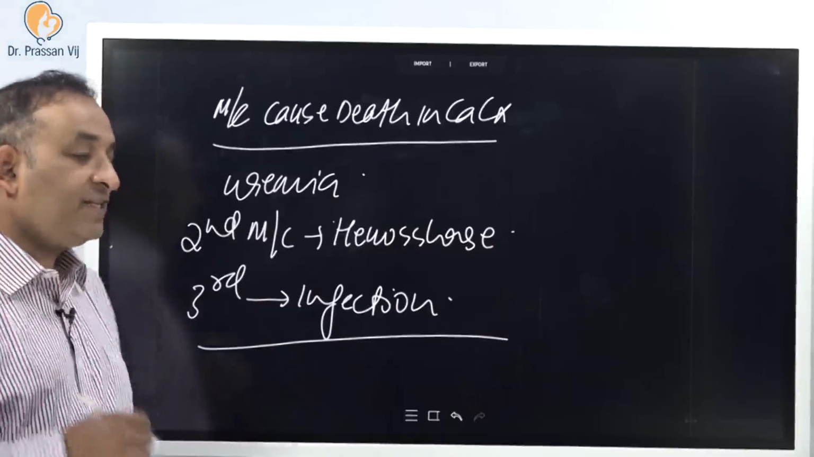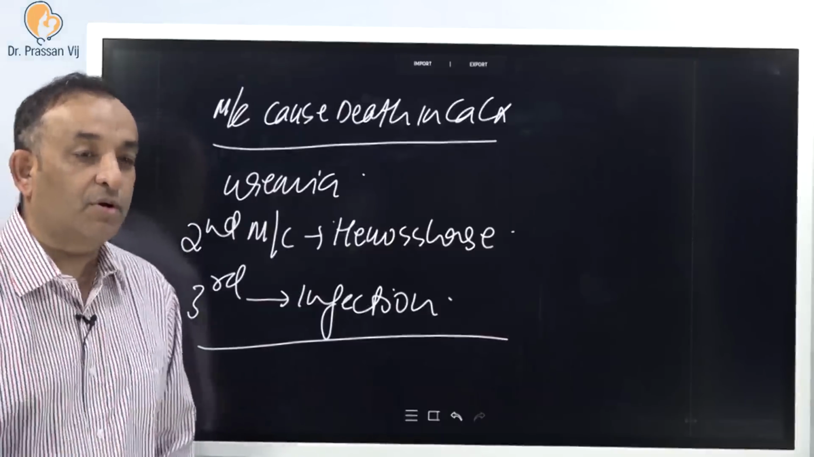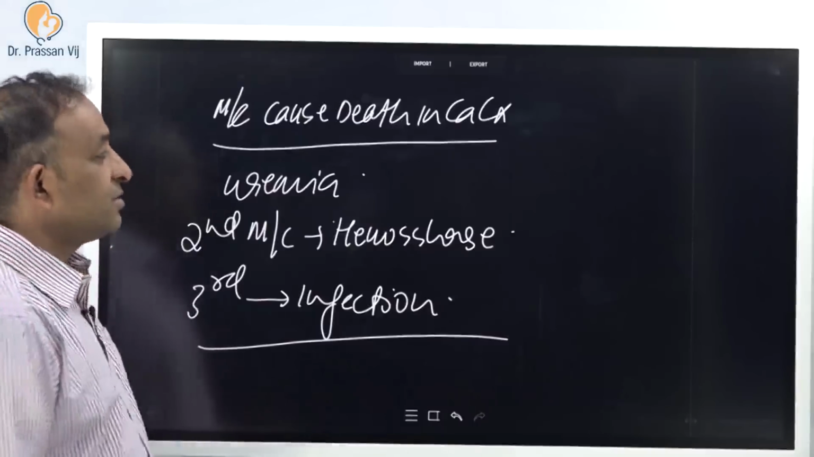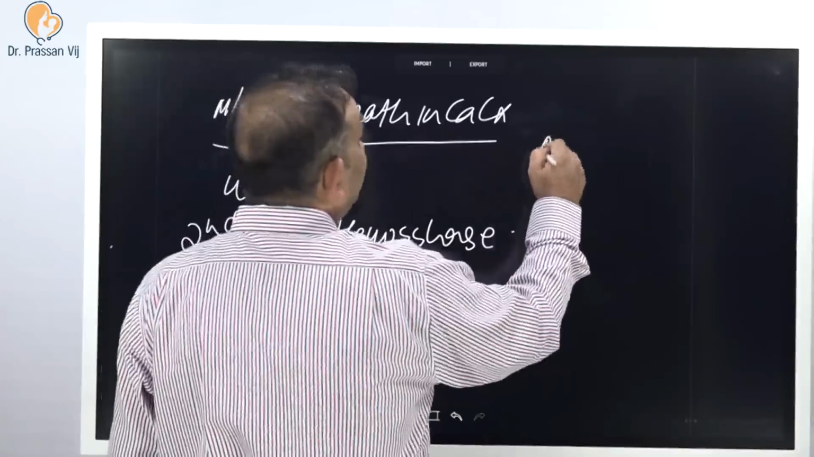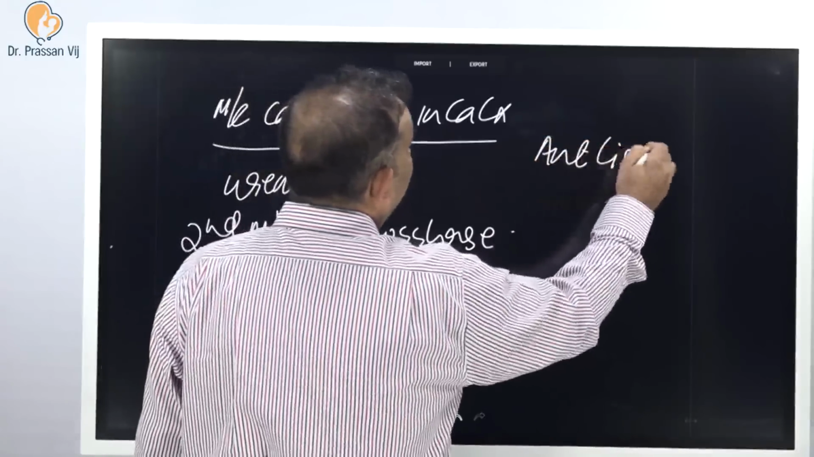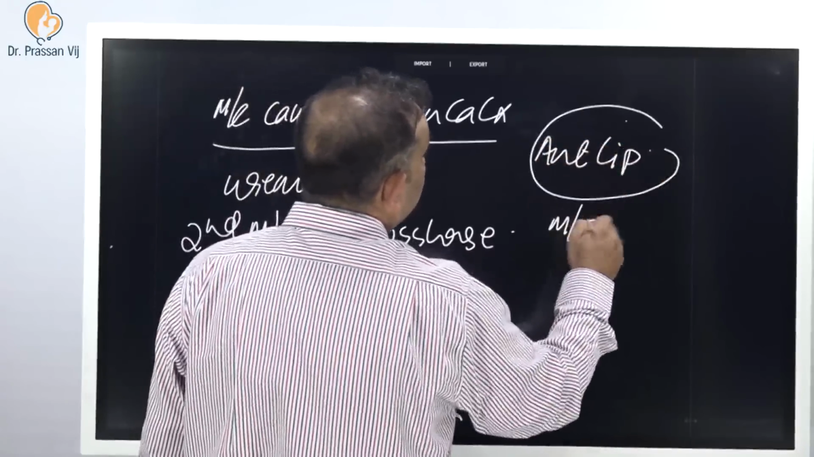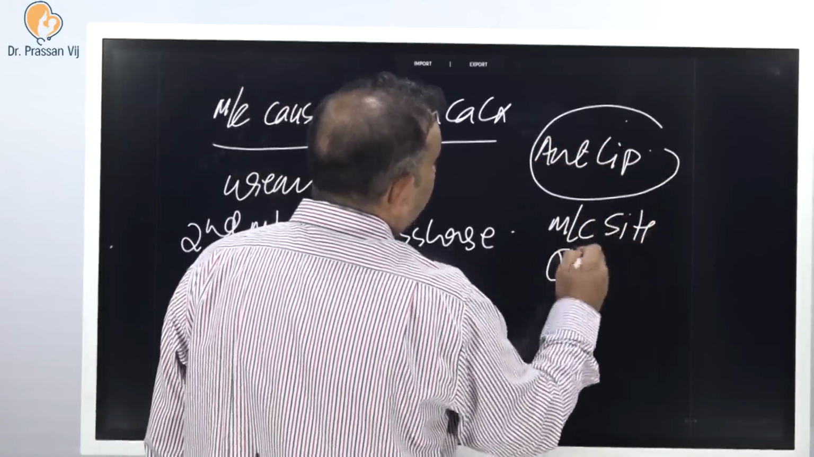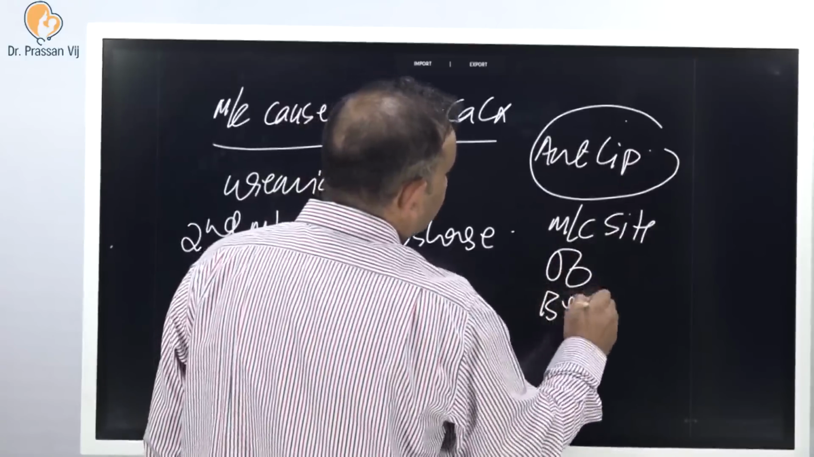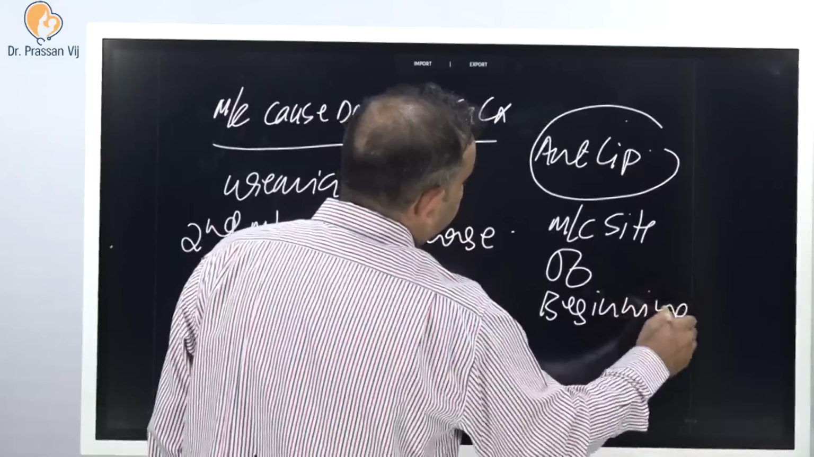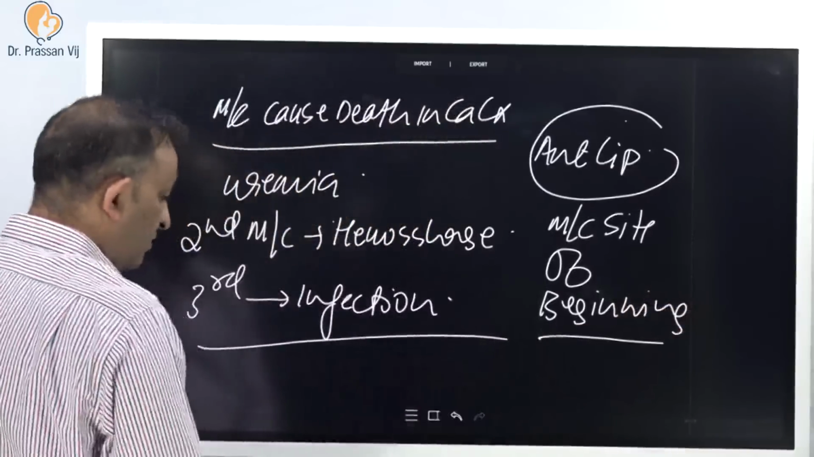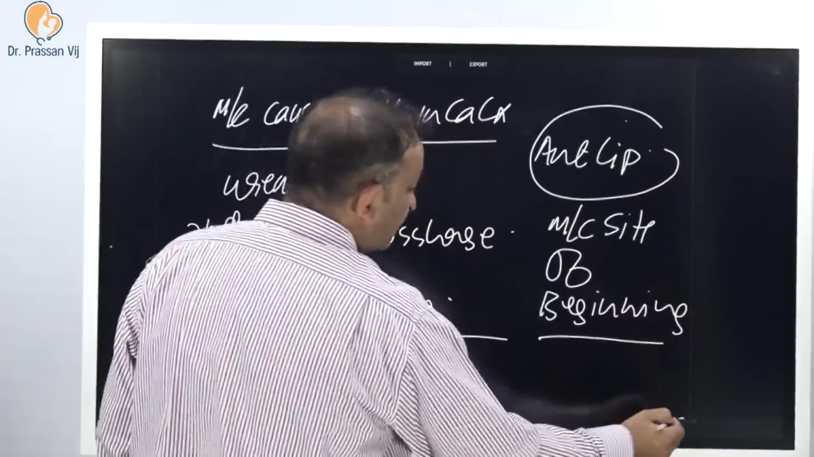Now, which part of the cervix is involved more commonly in CS cervix than the other? So, the anterior lip is the most common site of beginning of the cancer. Most common site of beginning of the cancer is the anterior lip.